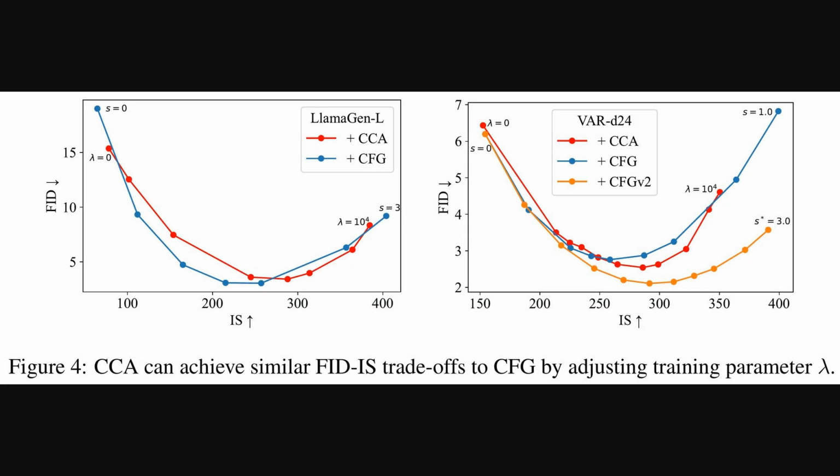Following those quantitative results, these plots dig into the trade-offs a bit more. Okay, they show FID versus IS for LlamaGen and VAR. The red line represents CCA, while blue is CFG. By adjusting a training parameter, Lambda CCA traces a very similar performance curve to CFG, which adjusts its guidance scale, S. This means CCA offers comparable control over the diversity-fidelity balance, but without that extra sampling cost we keep mentioning.